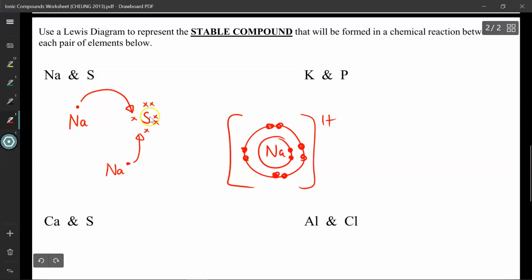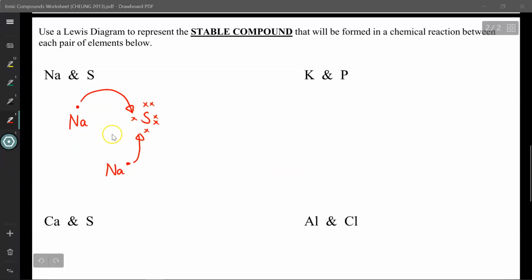And this sulfur is also stable because it's gained the 2 electrons to match up and get a full octet structure. Now this is just rough work. In order to get full marks, I need you to clean this up. I can accept this as the final answer. Notice how we've organized electrons into 4 areas in order to spread things out. So north, east, south, and west.